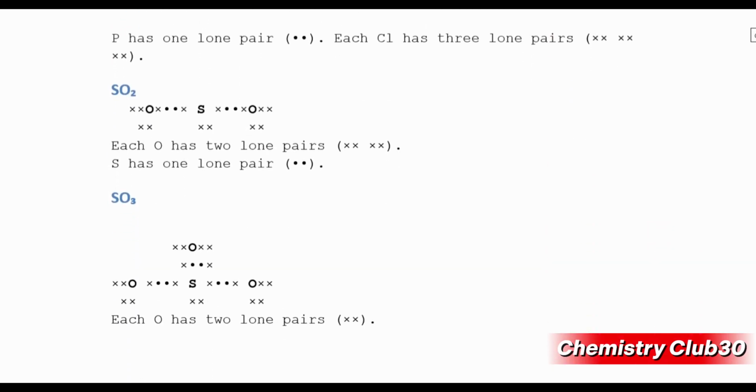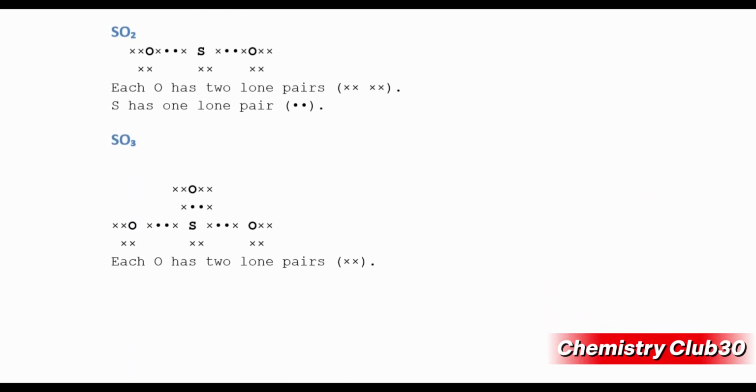The third example is SO2, sulfur dioxide, in which sulfur is forming double covalent bonds with the oxygen atoms. On the left side, sulfur is forming a double covalent bond with the oxygen atom, and it has been shown by 4 electrons which are present between sulfur and oxygen atom, and each oxygen atom has two lone pairs, 1 and 2, on each oxygen atom. In the same way, on the right side, sulfur is forming a double covalent bond with the other oxygen atom, and it also has two lone pairs on the oxygen atom.